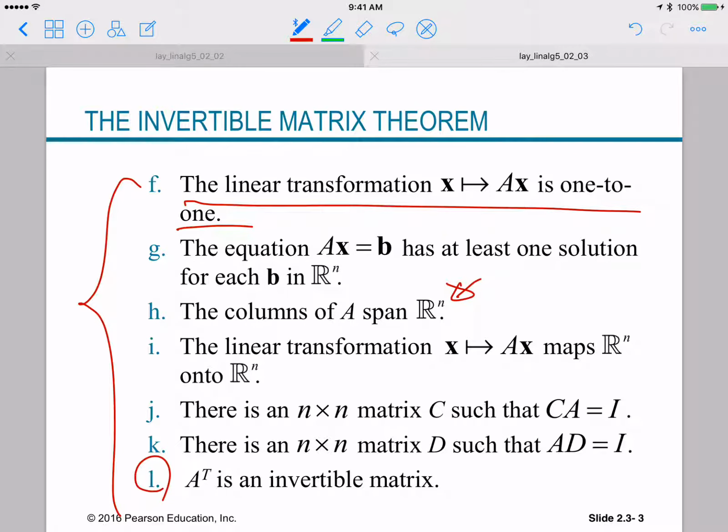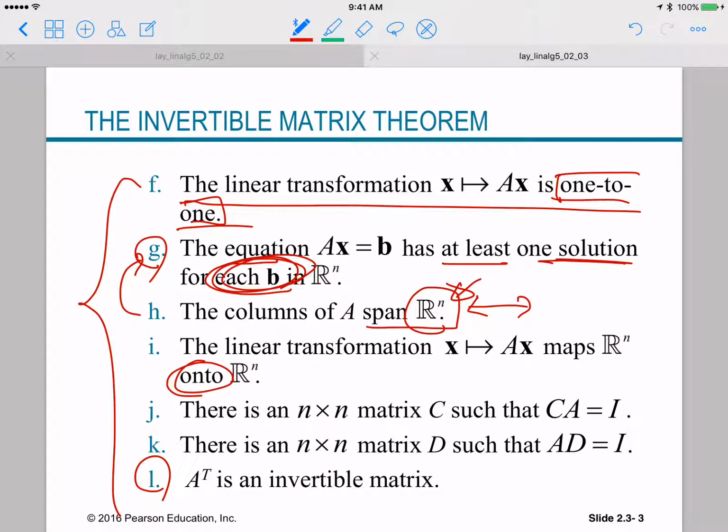Okay, and also these lists contain all the various things that we learned in the previous chapter. So for example, we can see 1-to-1 here, and then onto here. And then this one, spans Rn, was the same as this one, for example. So this long list will contain the previous theorems that we learned as part of this theorem. Okay, so in this case, if the equation has at least one solution for any vector b, then we already learned this is the same as the columns of A spanning the entire space Rn, right?